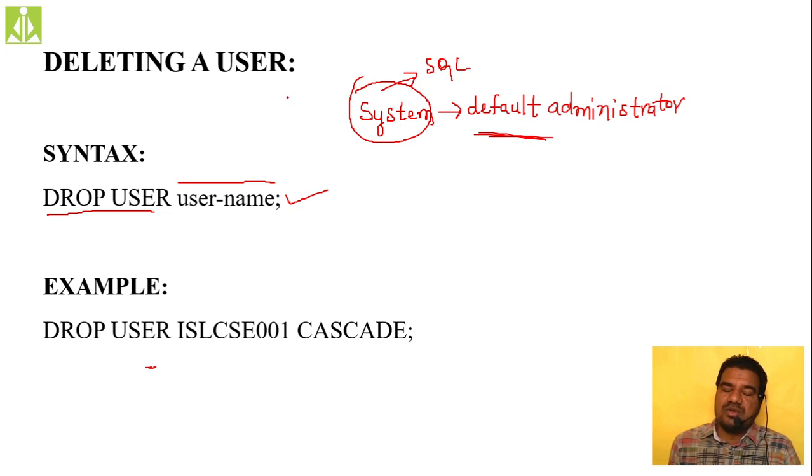Whatever experiment you want to do, you do it with your user-defined user only. Don't try to spoil the credentials, or the tables or views which are inside your default administrator. So here if you see, drop user ISL CSE001 followed by cascade.